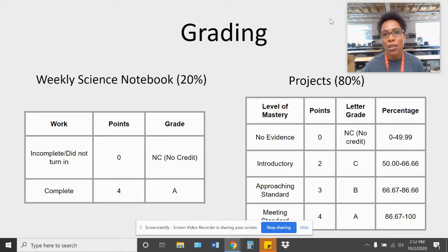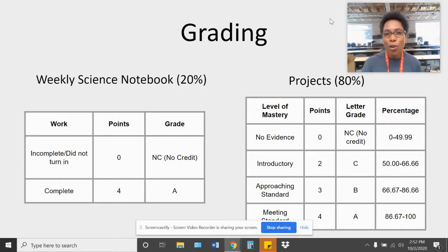And meeting standard is a 4. That's an A. So if they are meeting our science standards, they get an A. You can see the percentages off to the right. So our goal is to get all of our students to meeting science standards. You also notice there are no pluses or minuses. It makes it easier for everybody.